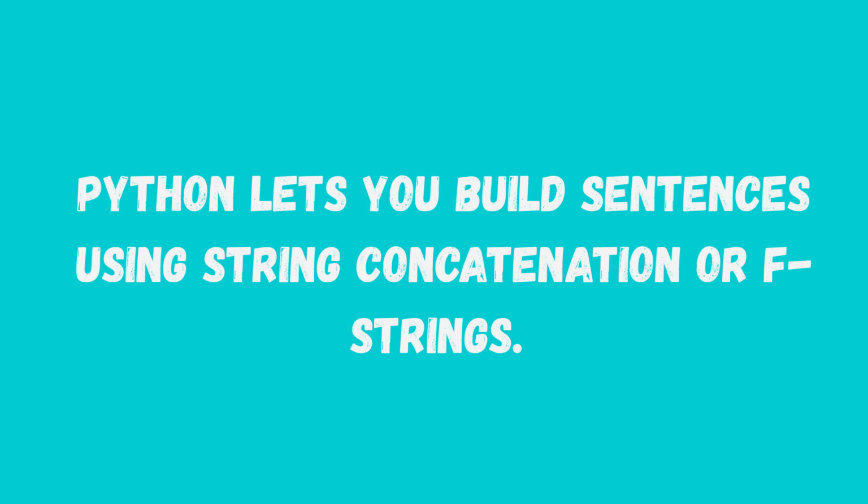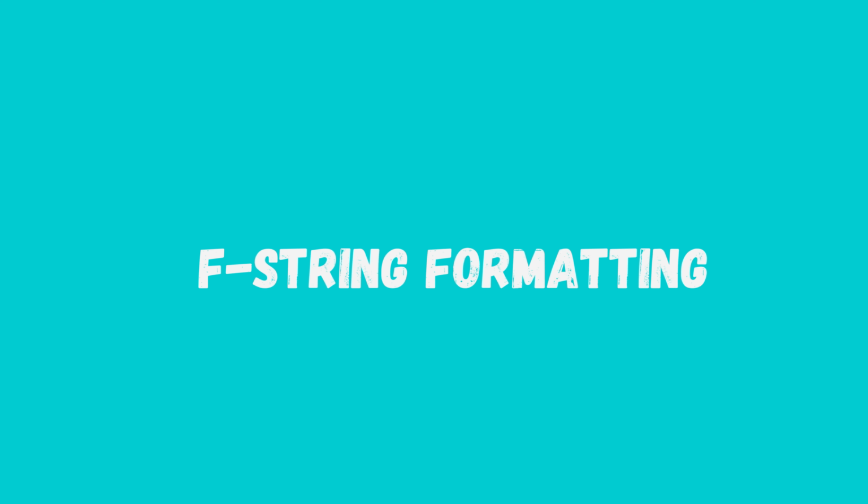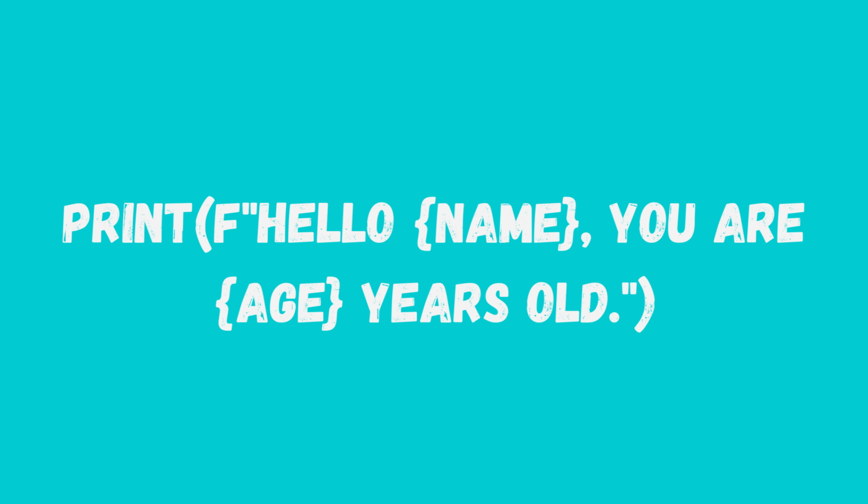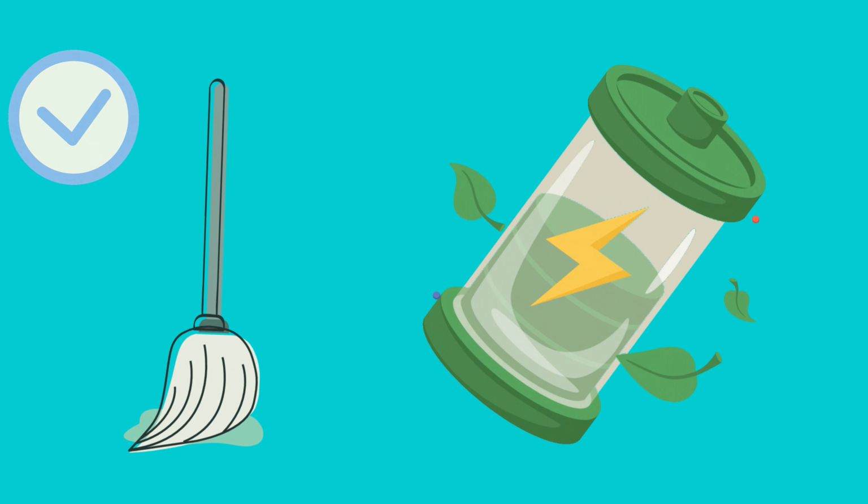But there's a better way. It's called f-string formatting. Just write an F before your string and use curly braces to plug in values. This makes your print statements clean and powerful.